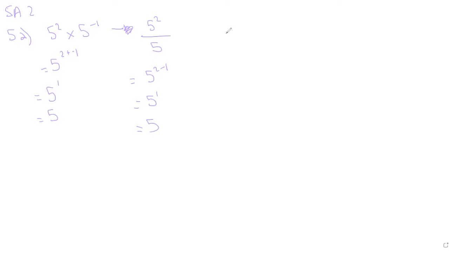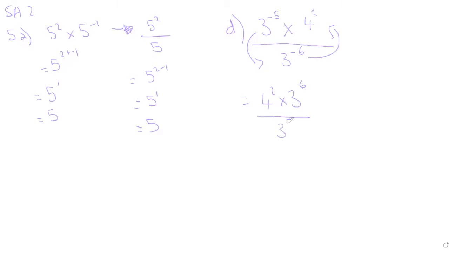Now, 5D is a little bit trickier. There's more stuff going on here. So let's start with 3 to the power of -5 times 4 squared, and all of that goes over 3 to the power of -6. Now, remember, a negative power means it's in the wrong place. So this is going down and this is coming up. So I've got 4 squared times 3 to the power of 6 over 3 to the power of 5.